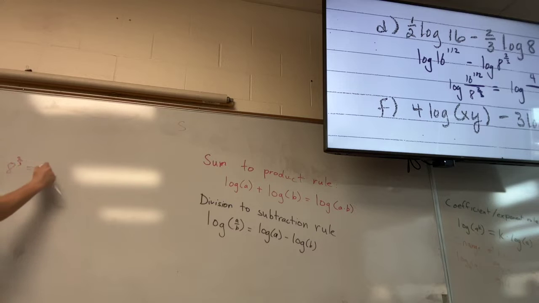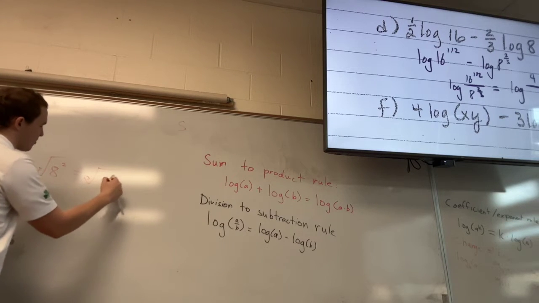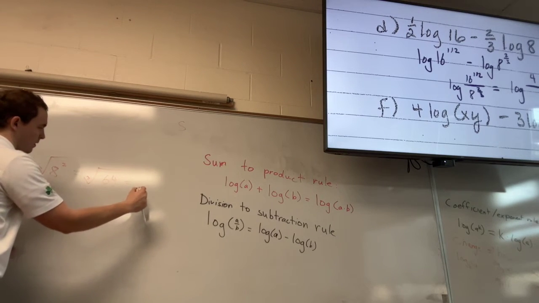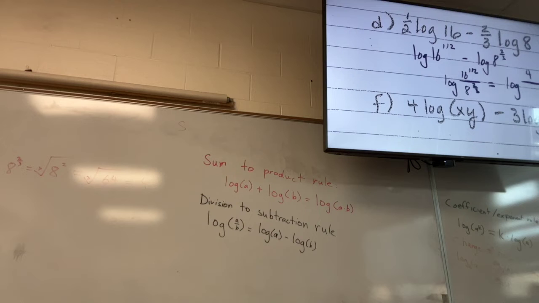That's the same as doing 8 squared, rooted to the 3rd. What's 8 squared? 64. What's the cube root of 64? 4. So 8 to the 2/3 equals 4. What's 4 over 4? 1. What did I say when you have log of 1? What's log of 1 always equal to?